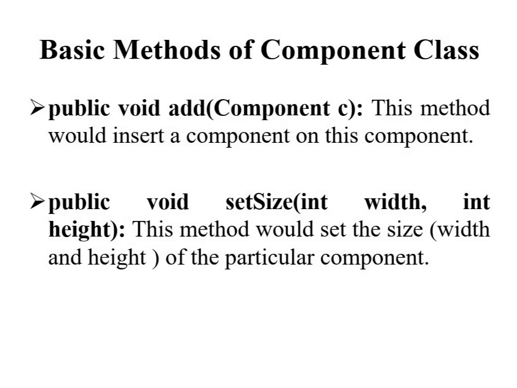Basic methods of the component class. First one is public void add, Component C. This method would insert a component on this component. Next one is public void setSize, int width, int height. This method would set the size, that is width and height, of a particular component.